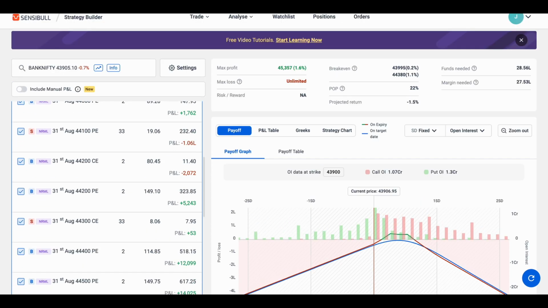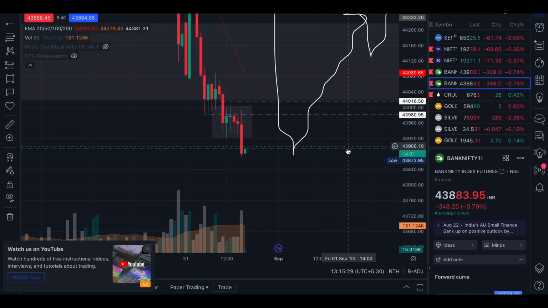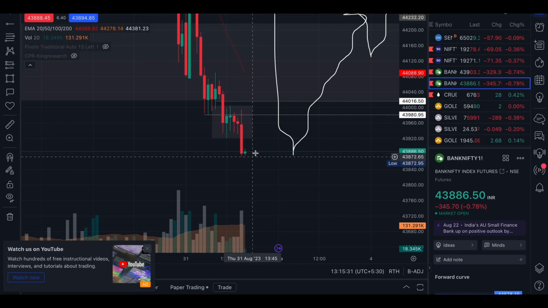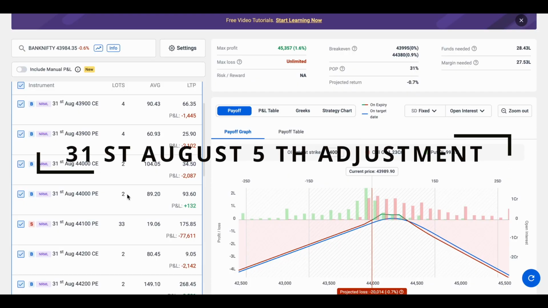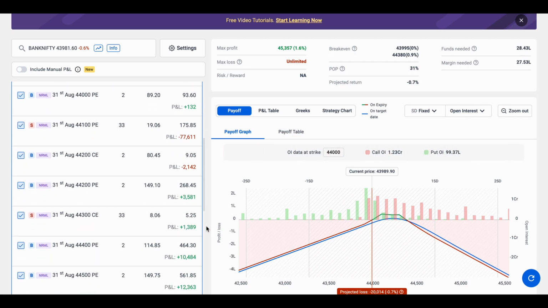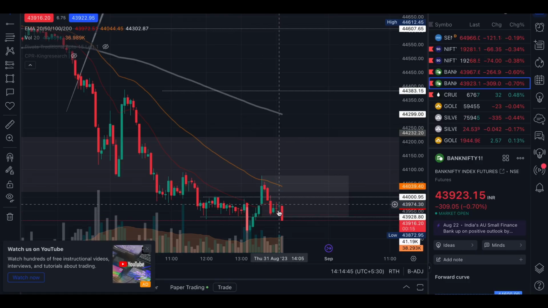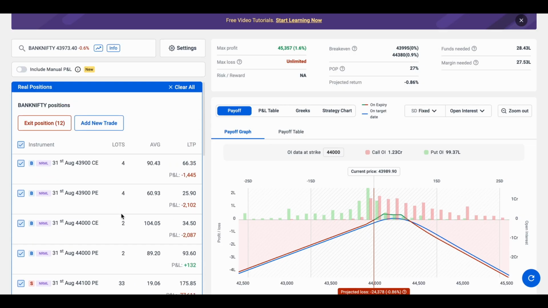Let's see if the market even goes lower than that. I'm actually making more losses, but it seems it could recover from that level also. Okay, this is another adjustment of this strategy. As you can see, my premiums are from 8 rupees to 5 rupees on the call sell side, and the market is going down again. So I'm willing to do another adjustment.